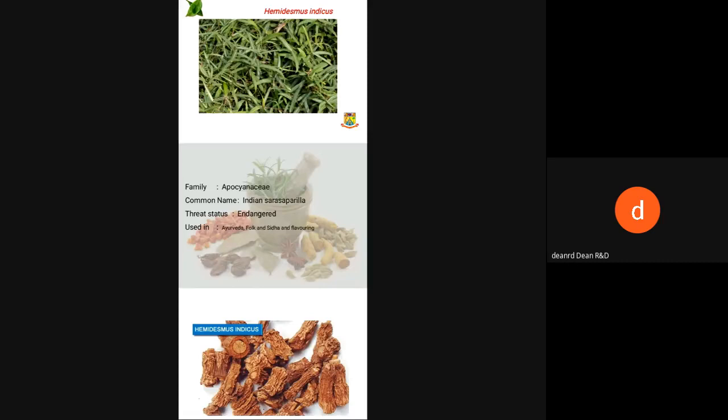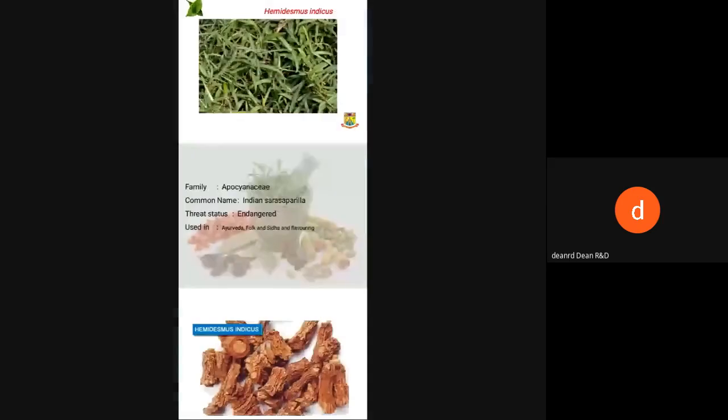The extracts from the root are used as a coolant and also as a blood purifier, and used in many forms, especially as a refreshing syrup, what I have said now, with sugar, and this is also served at most small refreshment shops of South India in the summer times.